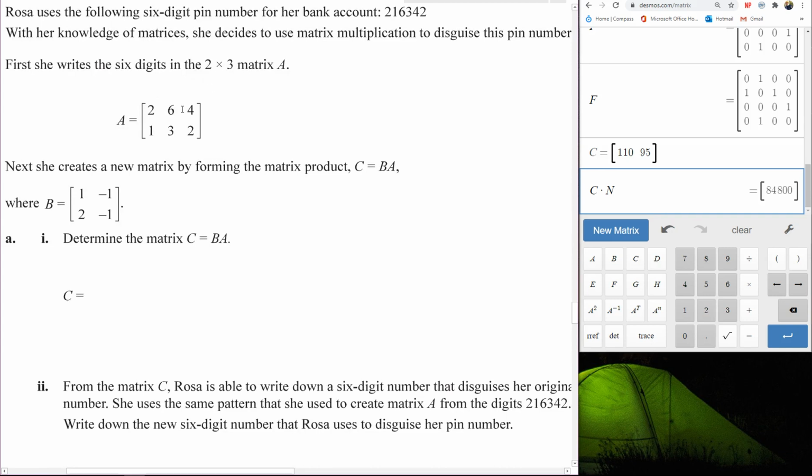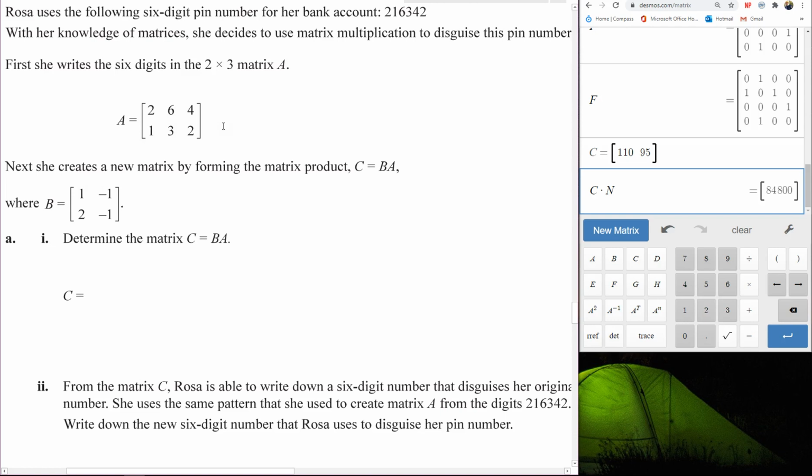So 2, 6, 4, 1, 3, 2. So this is her 6-digit code. Then she creates a new matrix by forming the matrix multiplication C, which equals B times A. So she wants to encode her message 264132.